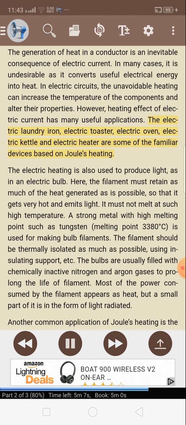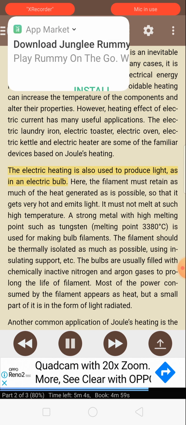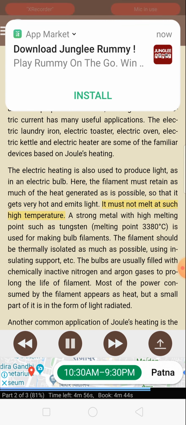The electric laundry iron, electric toaster, electric oven, electric kettle, and electric heater are some of the familiar devices based on Joule's heating. The electric heating is also used to produce light, as in an electric bulb. Here, the filament must retain as much of the heat generated as is possible, so that it gets very hot and emits light. It must not melt at such high temperature.